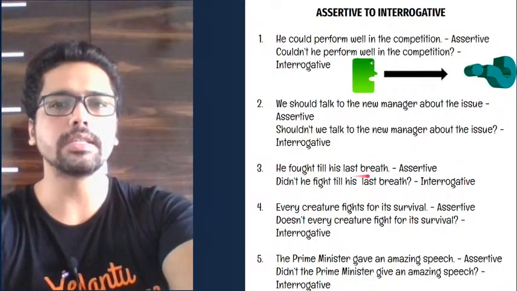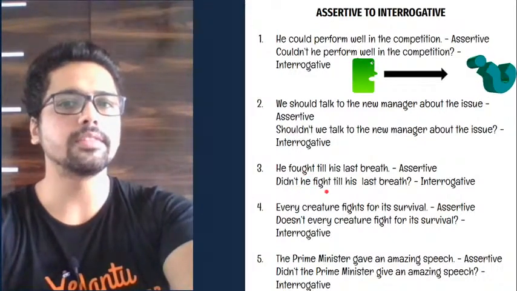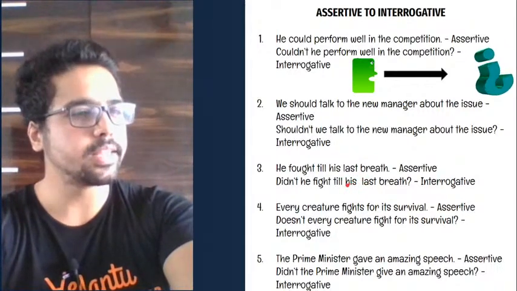He fought till his last breath. So look at this here. Fought is past tense. So I'm saying, didn't he fight till his last breath?